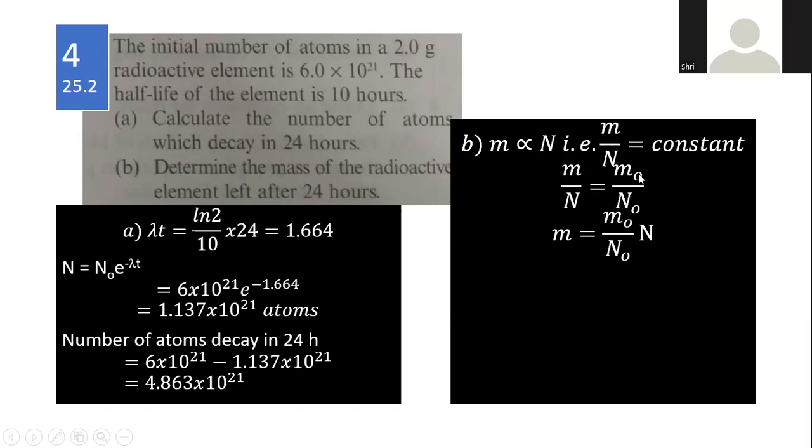So take the N across there. Right? M naught is 2 grams here. N naught is the initial number given. N is the number left after 24 hours. That's all. Anything you don't understand?